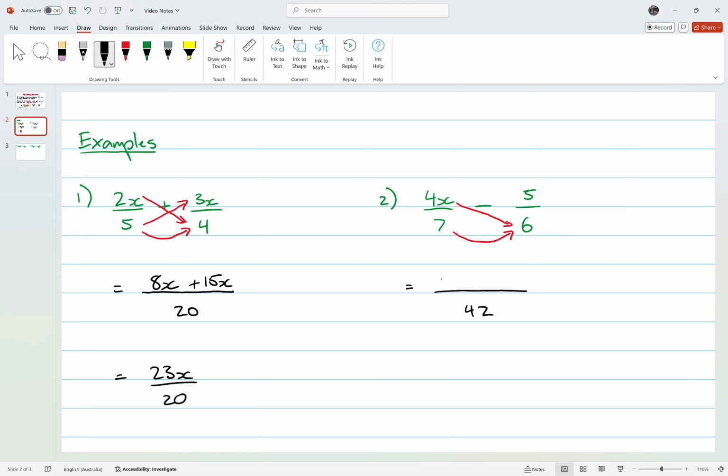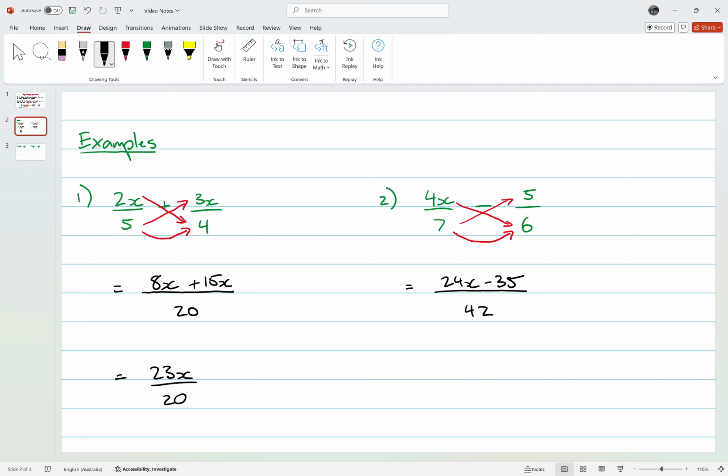4x times 6 equals 24x. And then we do the bottom left times the top right. 7 times 5 equals 35. Just note, though, we are doing 7 times negative 5, or we realize that we're minusing here, so we're just going to do minus 35. And then we have that. Now, the last thing is, if we're looking at the 24x and the 35, we see that they're not like terms. So because they're not like terms, we can't simplify that.